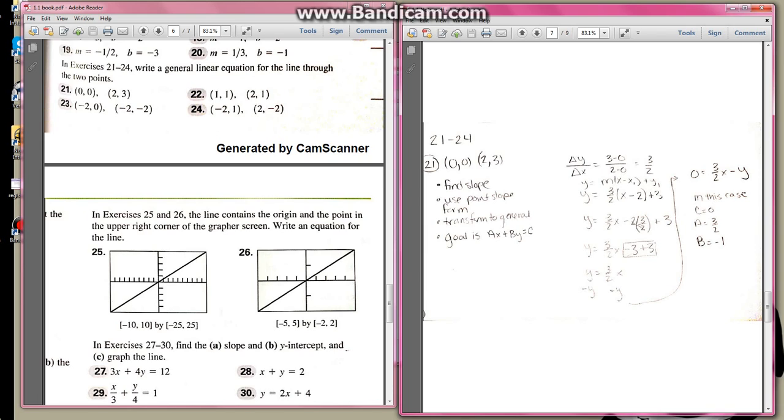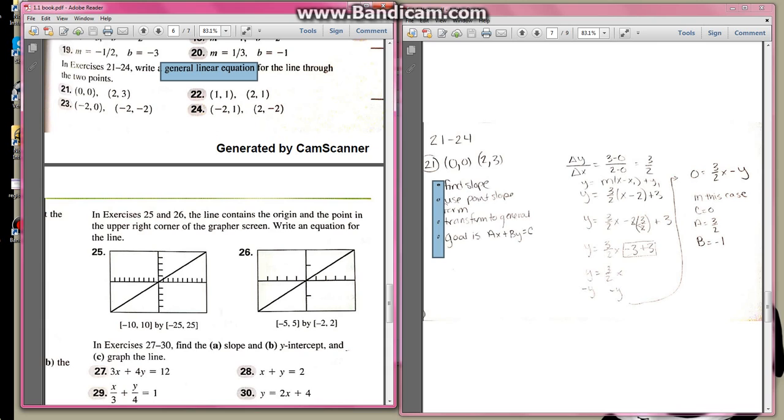21 says write a general linear equation for the line through 2 points. There are the 2 points. Find the slope, and then use one of the points. So I just listed out what you have to do. Find the slope, use the point slope form, transform it to general, because it wants the general linear equation over here up to the left. See, I highlighted it just now. That's what it wants. So you need to put in ax plus by equals c. So find the slope, plug it in, all the mumbo jumbo, and then you just rework it.